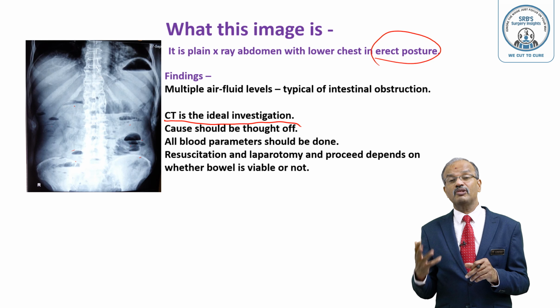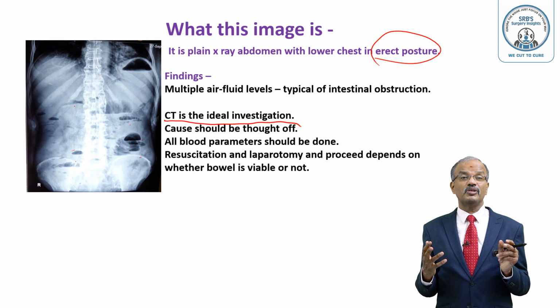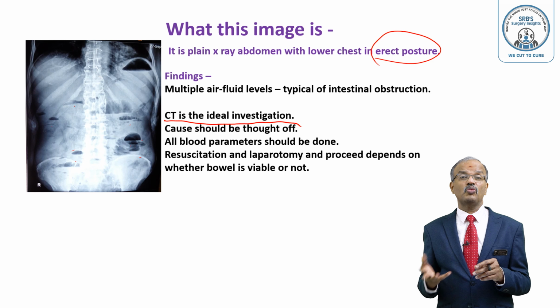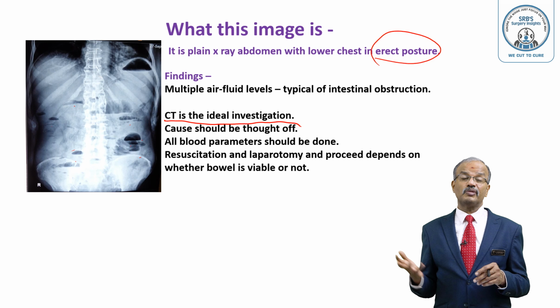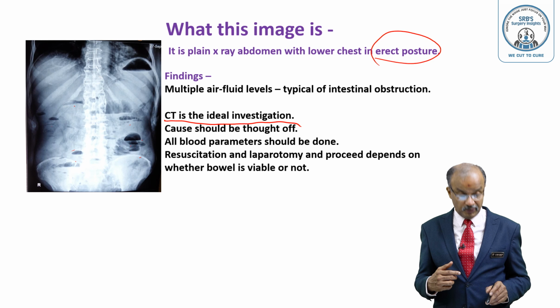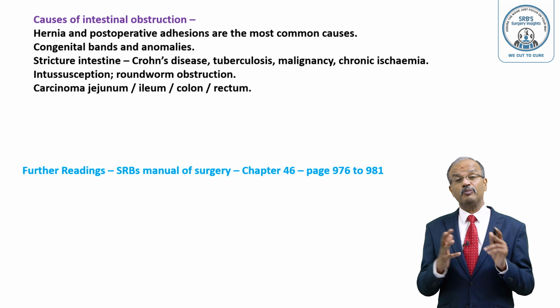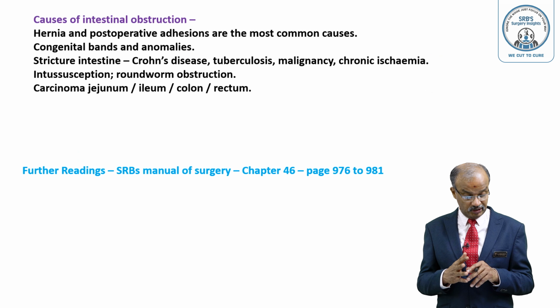So the possibility of a leak will be there because it is an unprepared bowel, and there will be sepsis and the nutrition will be deficient. So you may have to do a stoma for that, which will be closed later after 3 to 6 months. So surgery is the treatment. So what are the causes? Hernia and postoperative adhesions are the commonest causes, remember.